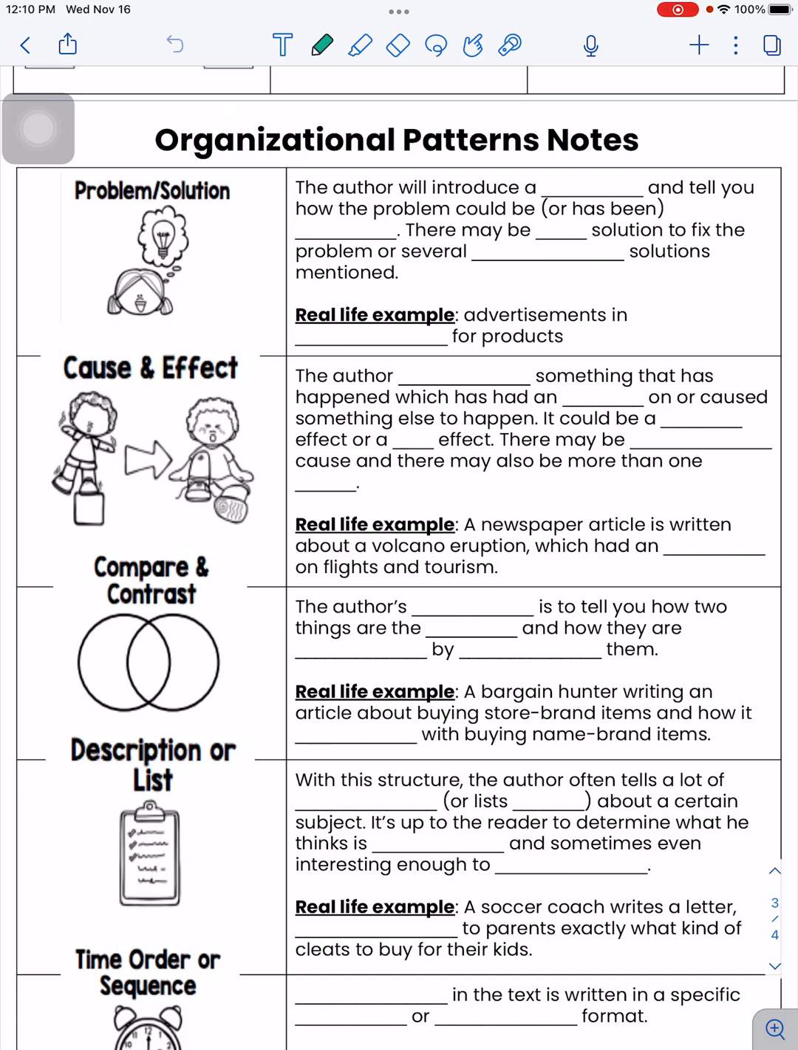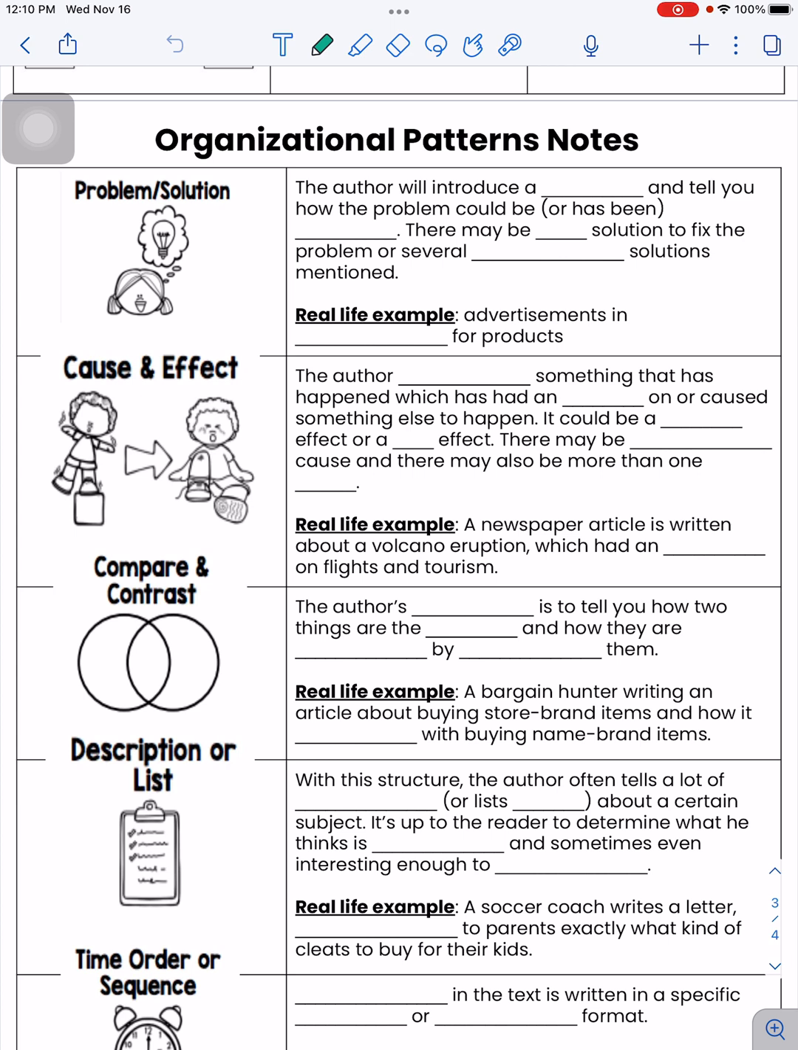Okay, today we are going to be talking about organizational patterns. And so you should already have this organizational patterns handout in the study section of your binder. You will need something to write with and you need to follow along and take notes along with me. You can pause this video as needed if you need more time to write something down. Let's go ahead and get started.